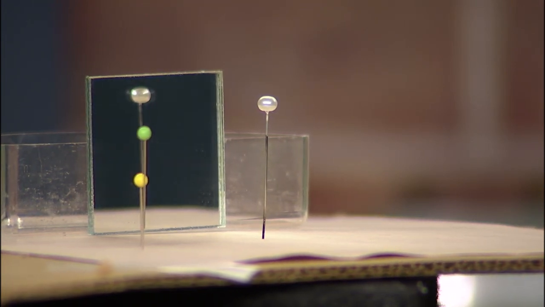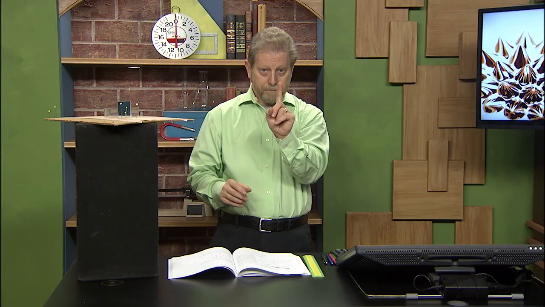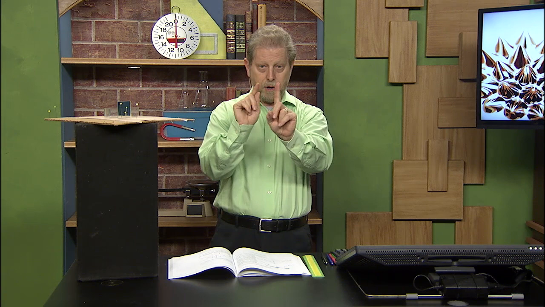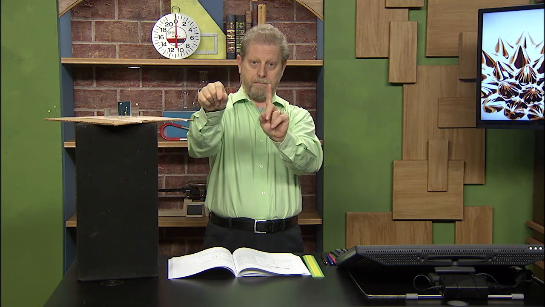You have the green one, the yellow one, and this is my object, and I want its image in the mirror, and these two to line up. So again, you have your object in the middle of the mirror in front. Go in front of the object, over to the side, put a pin.